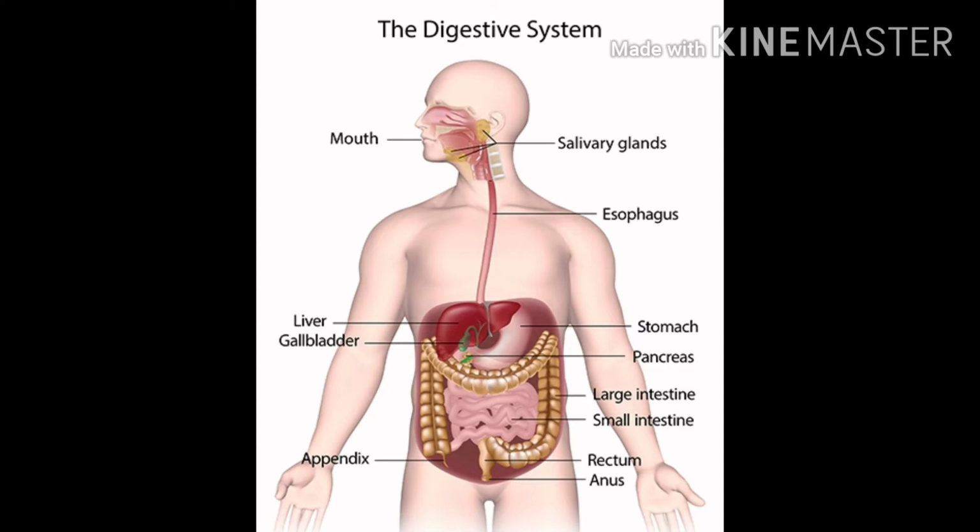The very first part is the mouth. The mouth leads to the buccal cavity that helps in chewing and mastication of food. Then the buccal cavity leads to the pharynx. The pharynx leads to a long slender tube called the esophagus. The esophagus runs through the complete thorax and meets the stomach.